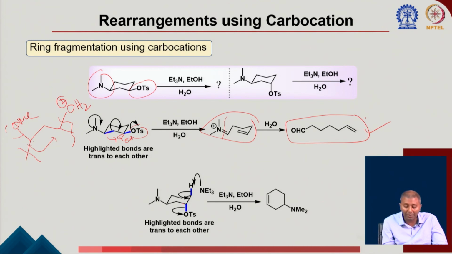A very similar thing happens if you change the position. Now, instead of having OTs in the equatorial position, if it is in the axial position, then as I said, there is a CH group which is going to be anti-periplanar. That will allow the hydride shift to form these corresponding compounds.